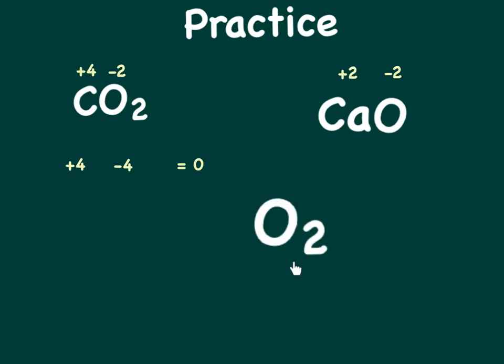Here we have oxygen that is not bonded to anything else, so it is an uncombined element. And so any pure element will have an oxidation number of 0.